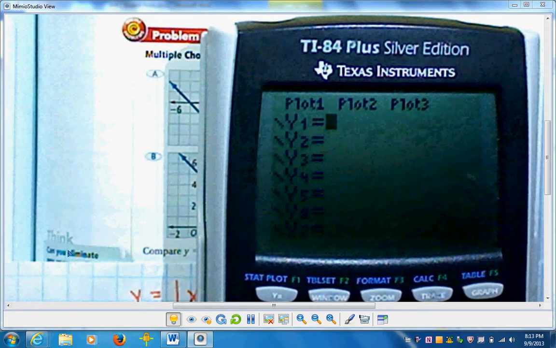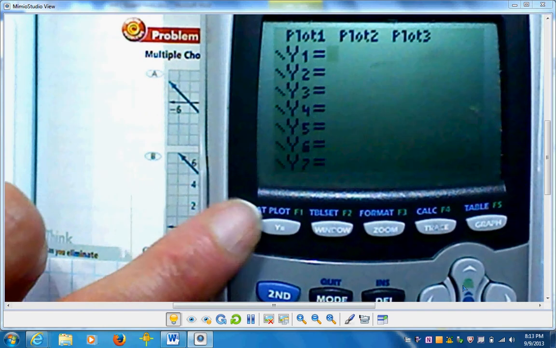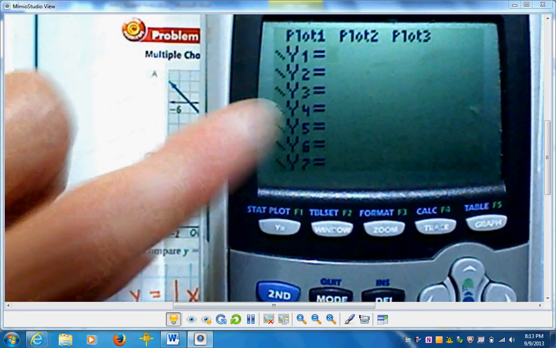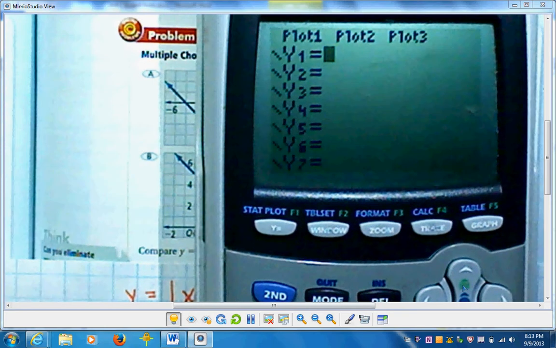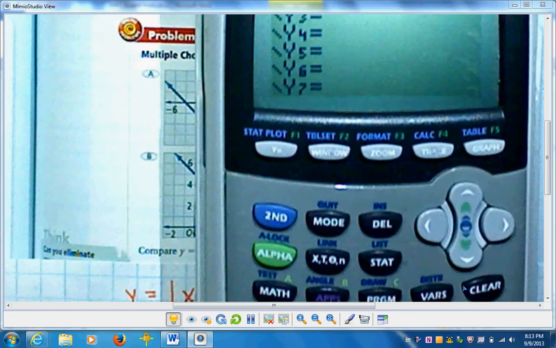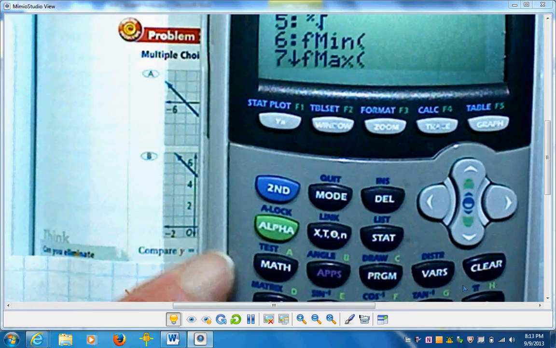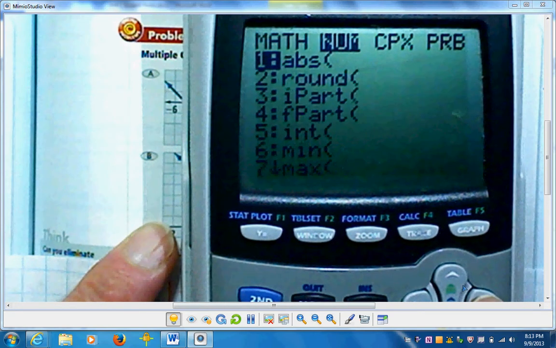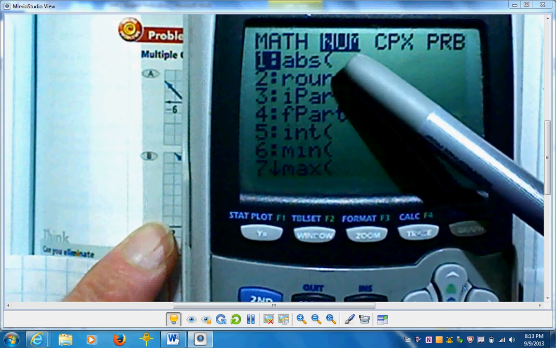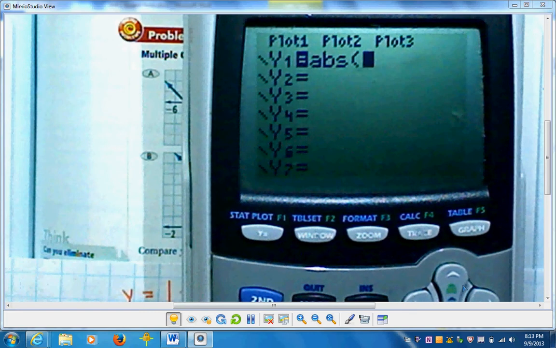So what did I do? I went to the y equals on my calculator up here at the top. If I push this y equals, I get this y equals stuff going on here. Now I'm going to put in my function. I have to put in absolute value, and the only way I can do that is to push my math button, and then scroll over. Number is highlighted, and I see number 1, it says absolute value. That's what I want. ABS stands in math for absolute value.